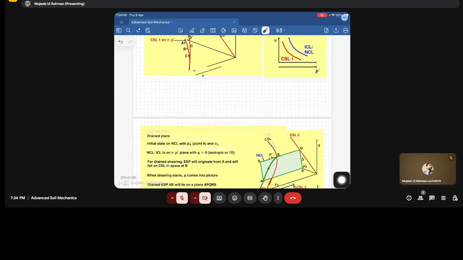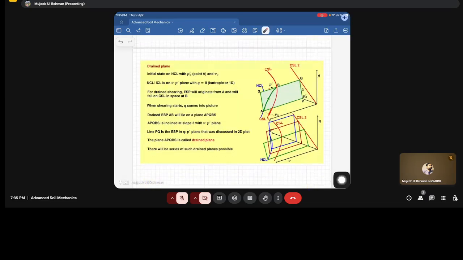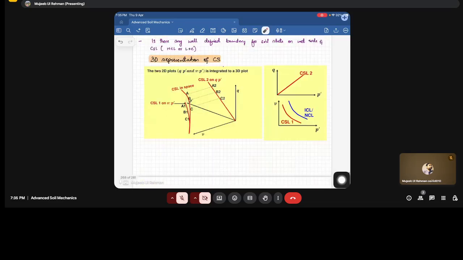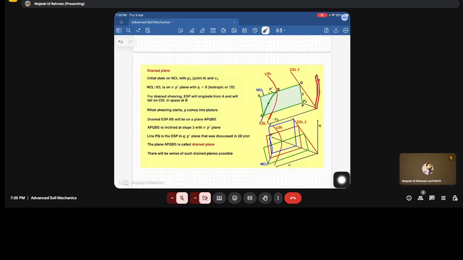Now, how does the drained plane look in this 3D representation? We have Q, we have the specific volume, and we have the P dash axis. Now we have this surface, the CSL, correct? We have started with some state, which corresponds to V naught. This is the initial state. The soil has been consolidated up to this point. Since it's isotropic consolidation, Q will be zero, so it will start on the floor. There will be no height in this plane, that is the V P dash plane.